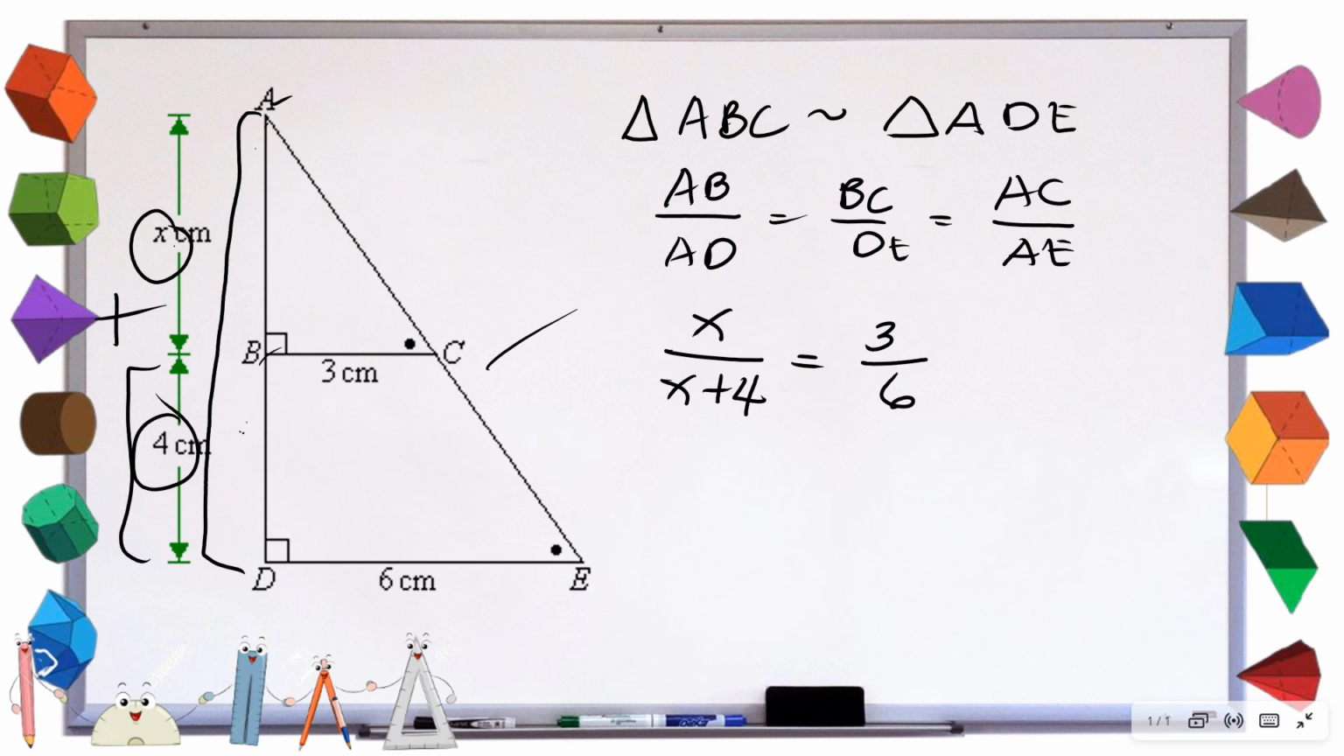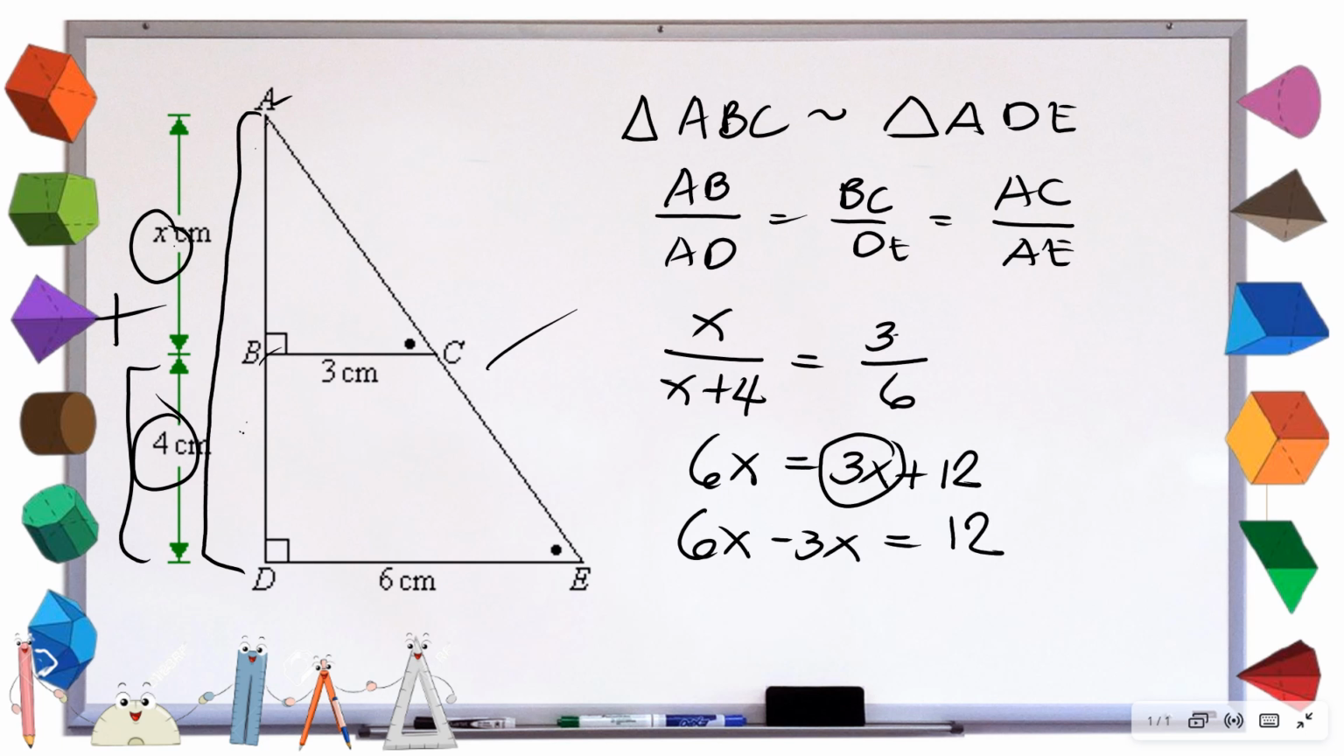By cross multiplication, 6 times X, 6X. 3 times X, 3X, and then 3 times 4, that's plus 12. So we simply transpose that value. 6X minus 3X is equal to 12. 6X minus 3X is 3X. And then we divide both sides by 3. That means the value of X is 12 divided by 3, which is 4.